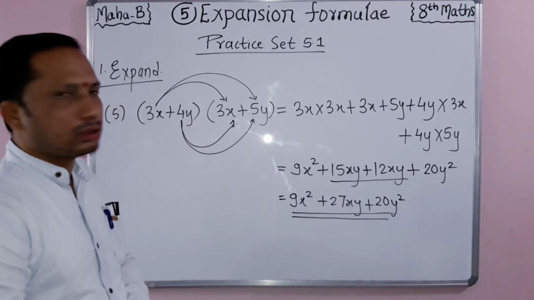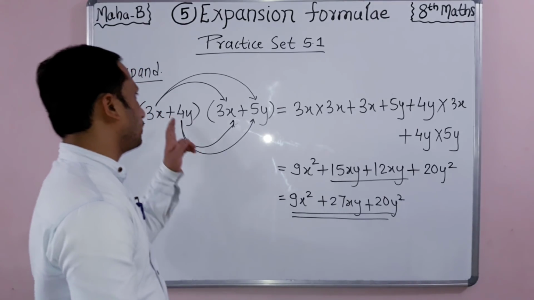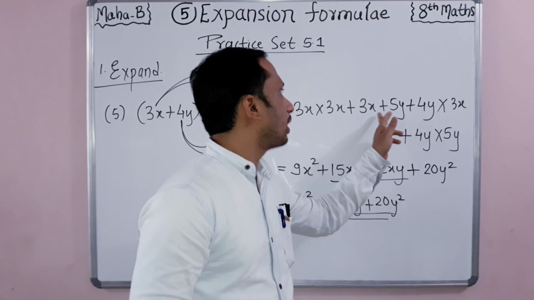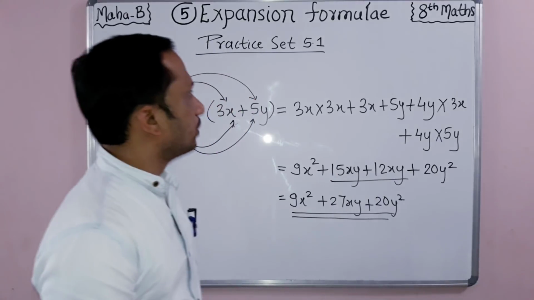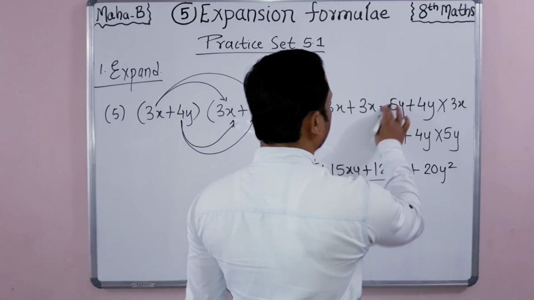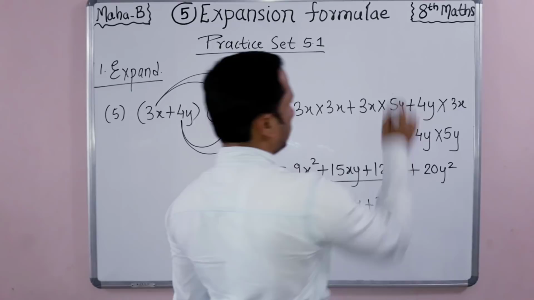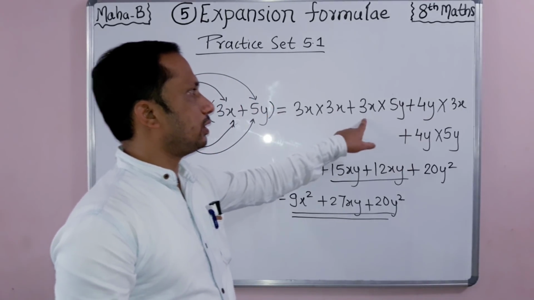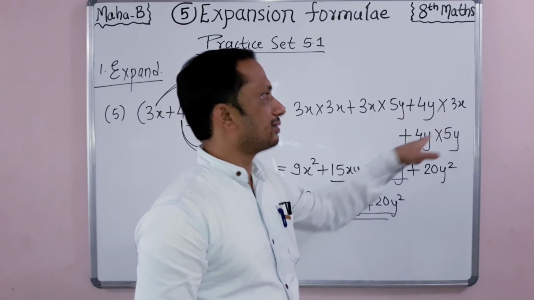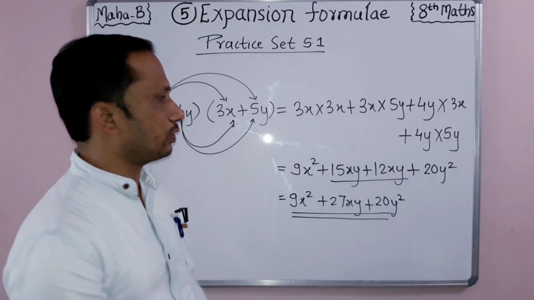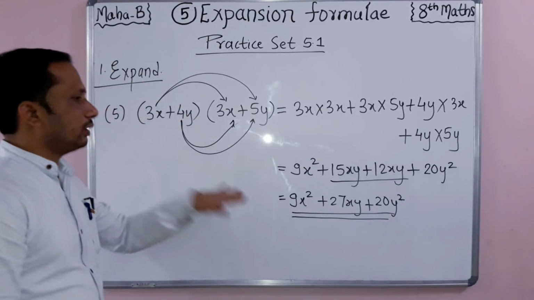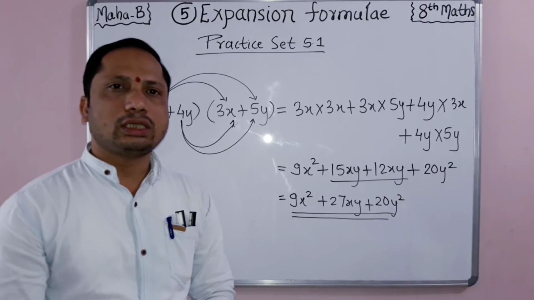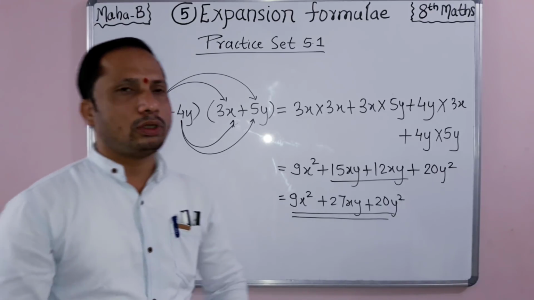Now remember one thing: whenever there is a plus sign, you have to just multiply by putting the plus sign between the terms. So this is 3x into 3x plus 3x into 5y, 4y into 3x and finally 4y into 5y. In this way you will get the solution. And now we are going to solve the sixth problem of your practice set 5.1.